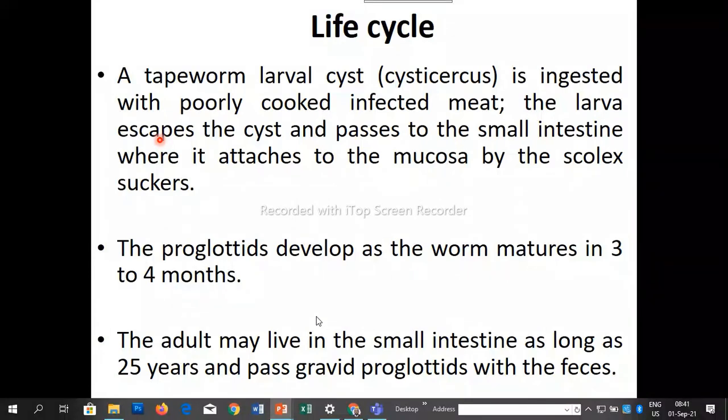So now let's talk about the life cycle. A tapeworm larva cyst, we call it cysticercus, is ingested with poorly cooked infected meat. Guys, you have to pay attention to this. Taenia solium has two kinds of life cycle depending on infection. Are we together?